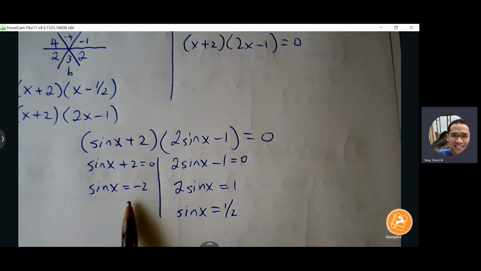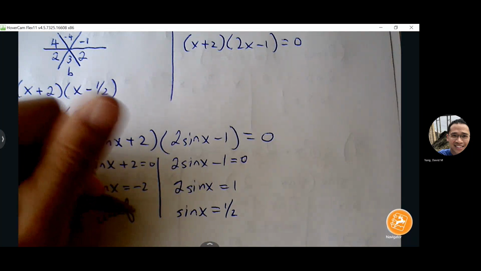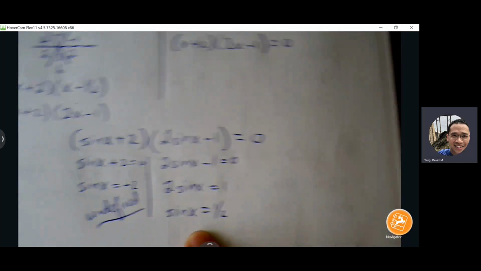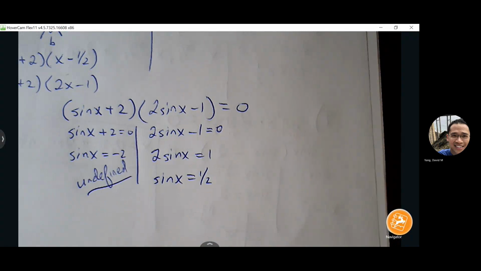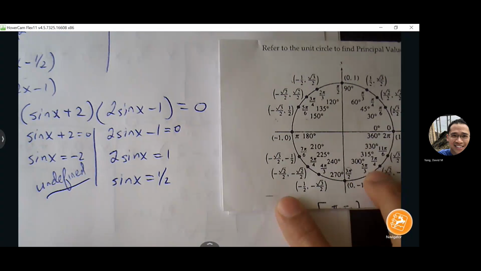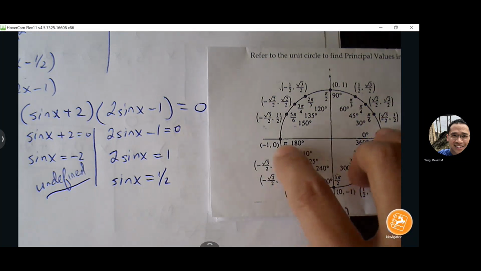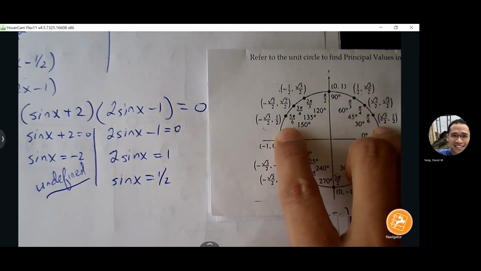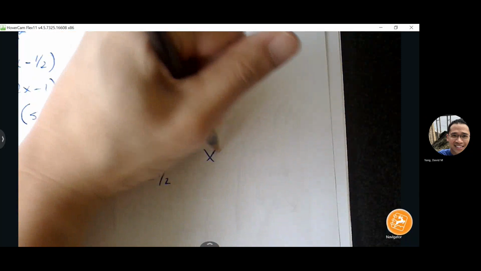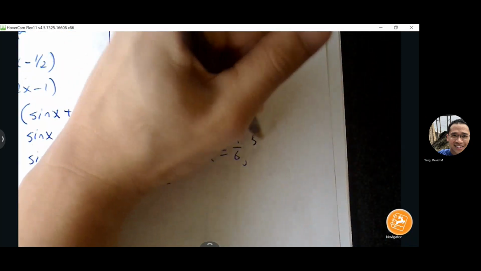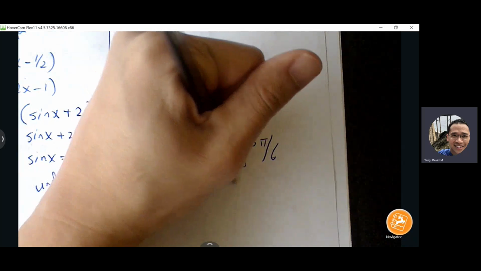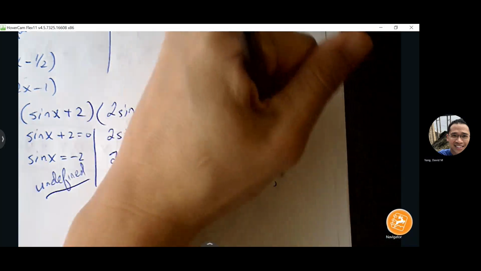Okay, is sine ever equal to -2? Undefined. Okay. Where is sine equal to 1/2? Five pi over six and pi over 6, right? Yeah. It says all solutions, so do +2πn, where n is an integer.